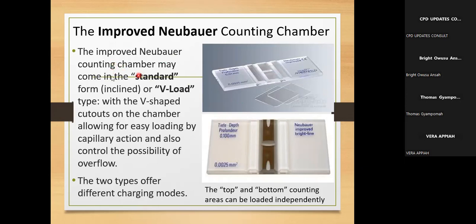So the improved Neubauer counting chamber may come in the standard form or the inclined, because you have to incline to deliver the specimen, or the V-shaped or the V-load type. With the V-shape, the cutouts of the chamber allow for easy loading. I'm sure this is what I've explained already. The top and bottom counting areas can be loaded independently. What it means is that if you have two specimens, you can load one here and one here. But what I'm saying, the original intent is that it should be the same specimen, which should be loaded here and here. When you finish counting here, you count here, and then find the average.